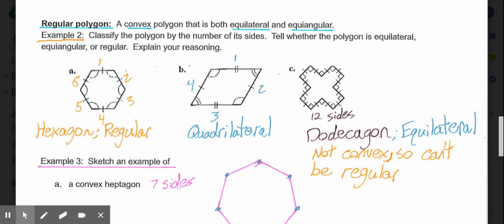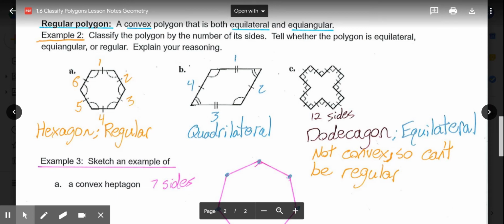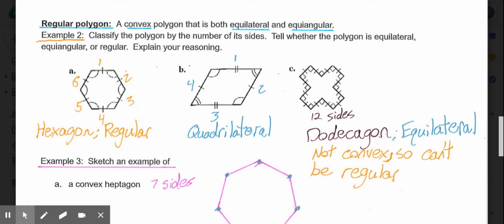Same with the angles. The single arcs, these two are congruent. The double arcs, these two are congruent, but not all 4 are congruent to each other, so it is not equiangular. Now, when we look at it, 4 sides makes it a quadrilateral, but we do know it is convex if we wanted to add that label, but they're just asking equilateral, equiangular, or regular. If it's not equilateral and not equiangular, it can't be regular.